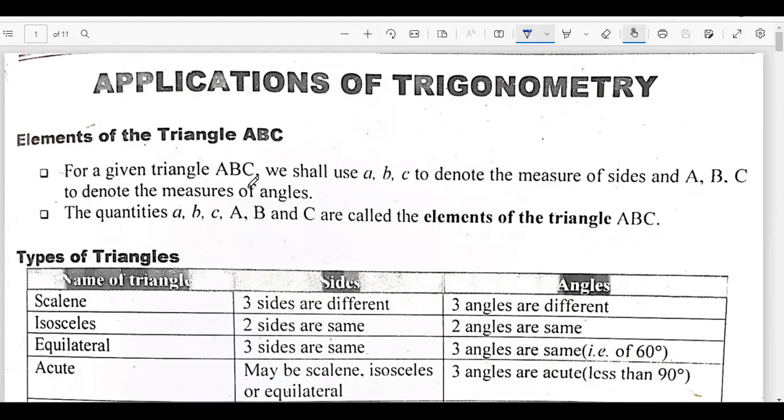For a given triangle ABC, we shall use small a, small b, small c to denote the measures of sides and A, B, C to denote the measures of angles. The quantities A, B, C are called the elements of the triangle. Now, in this chapter, using trigonometry, we'll be finding out different elements of a triangle. It could be any side, it could be any angle. We use sine, cos, tan, and different formulas, and all that is trigonometry. This is why this chapter is called applications of trigonometry.